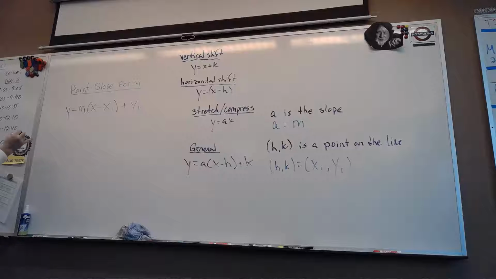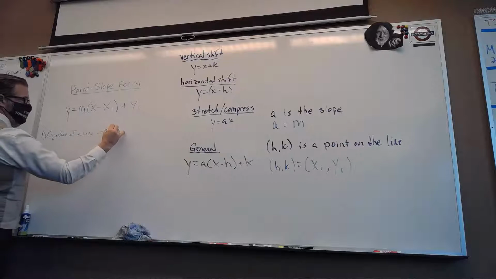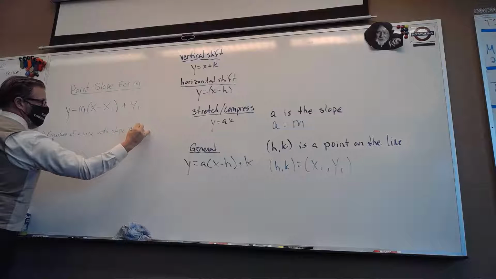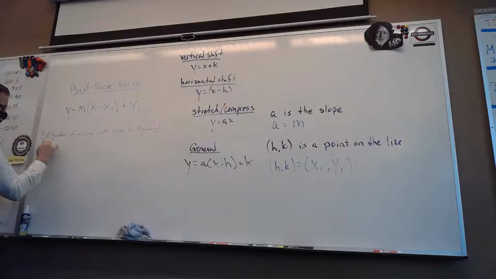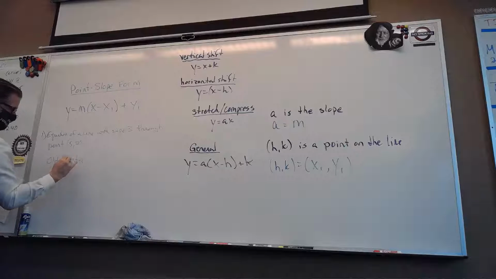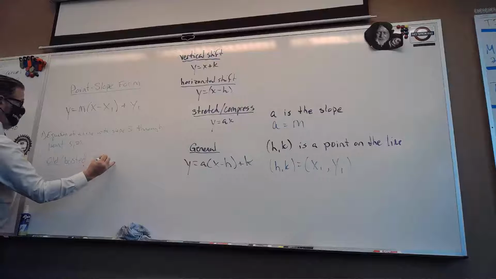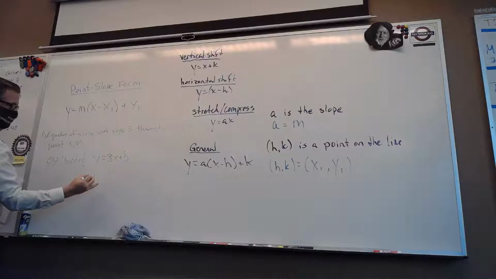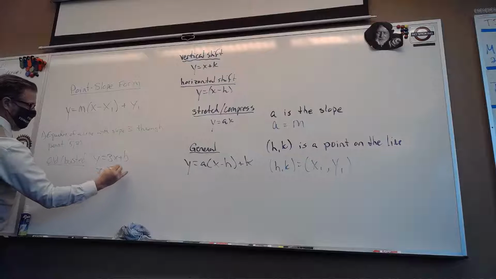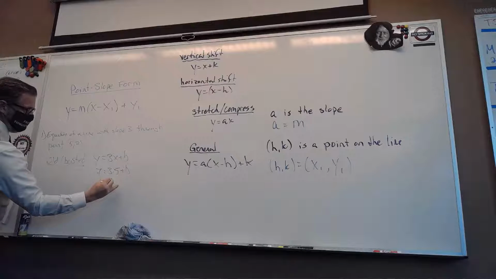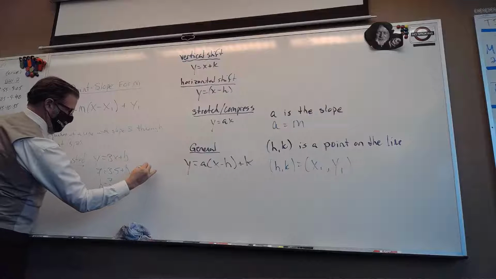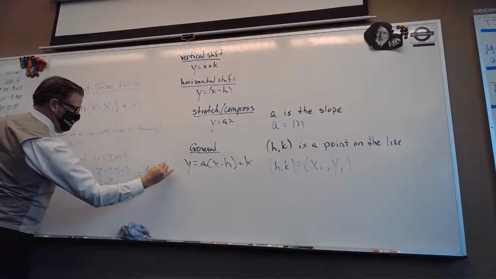If I told you to write the equation of a line with slope 3 through the point 5 comma 7, here's the old busted way. The old busted way is to say y is equal to 3x plus b, 7 is equal to 3 times 5 plus b, b is equal to 7 over 15, and y is equal to 3x plus 7 over 15. Agreed?